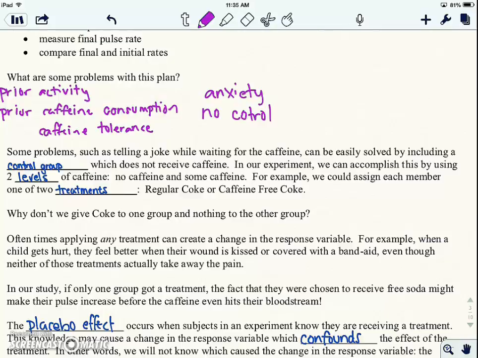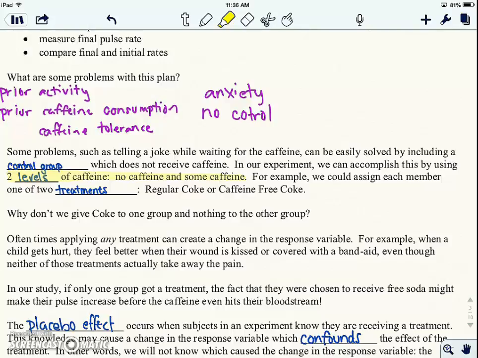So instead we would have a control group that's also sitting in the room, and so if they see me fall on my face and they laugh, their heart rate went up as well, and it takes out the effect. In our experiments, we can accomplish this by using two levels of caffeine: no caffeine and some caffeine. For example, we could assign each member one of the two treatments: regular Coke or caffeine-free Coke.